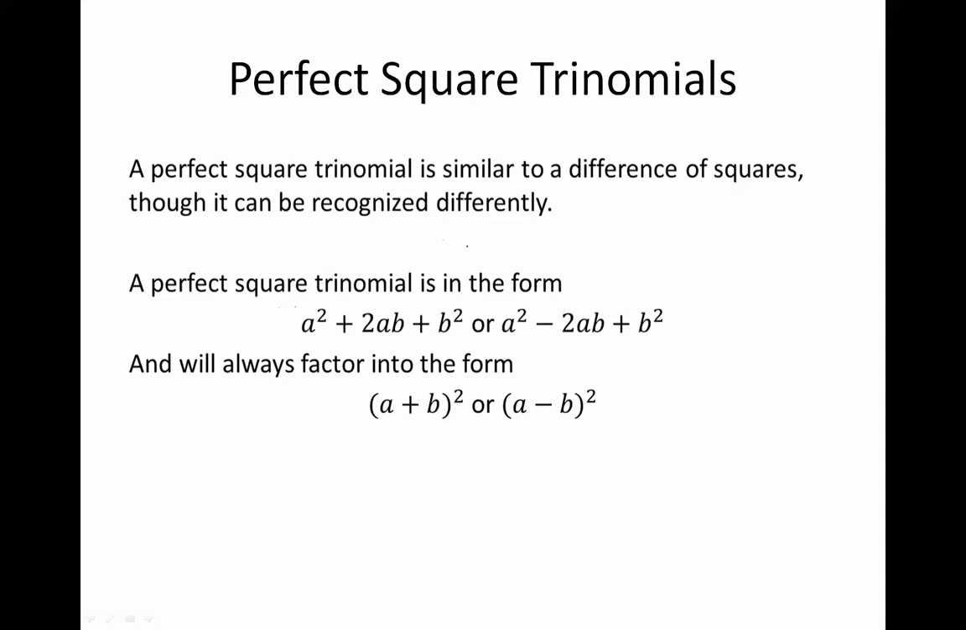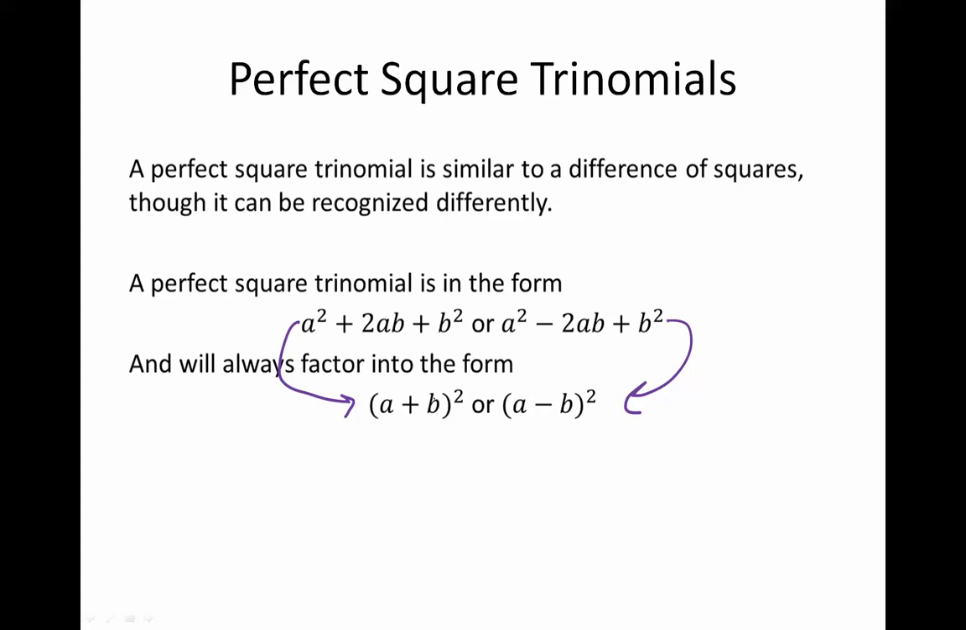Okay, perfect square trinomials look like this. You've got a square number in the front and back, right? First term and third term. But then the middle term is 2ab. Right, which is like the square root of these two numbers multiplied by 2. We can get that same effect sometimes with a negative sign there too, right? Like if this is a negative number, then that will also happen. So this will always factor into this form, and this will always factor into this form. A plus b squared or a minus b squared.